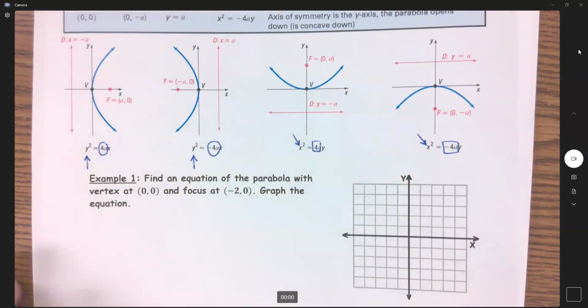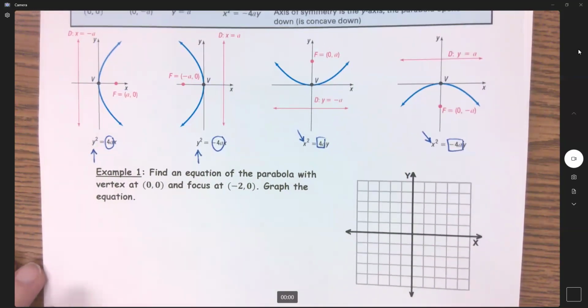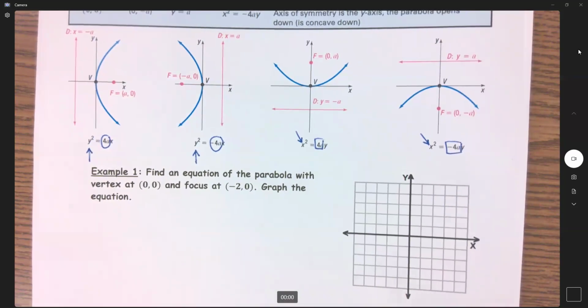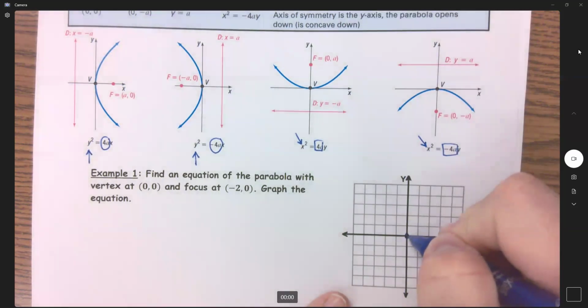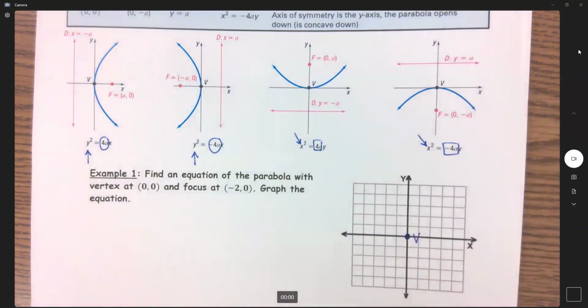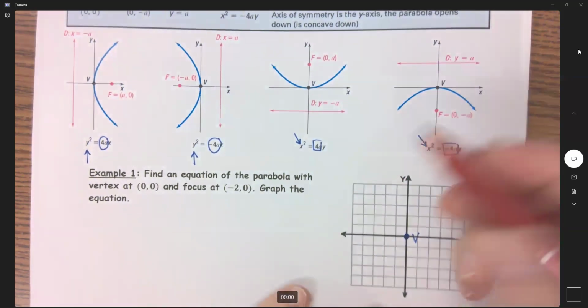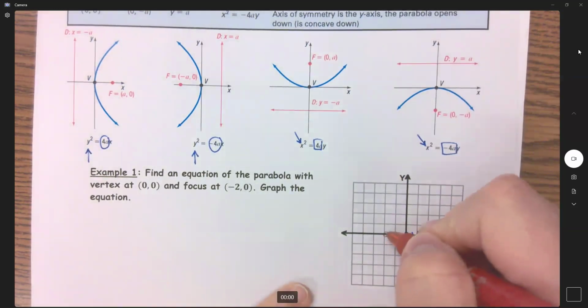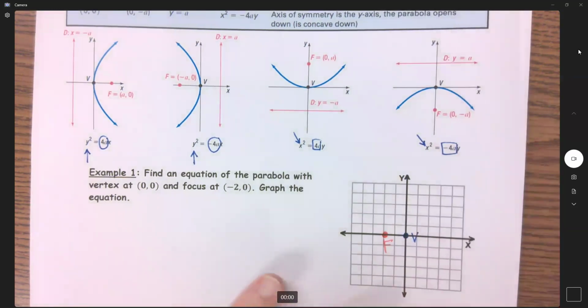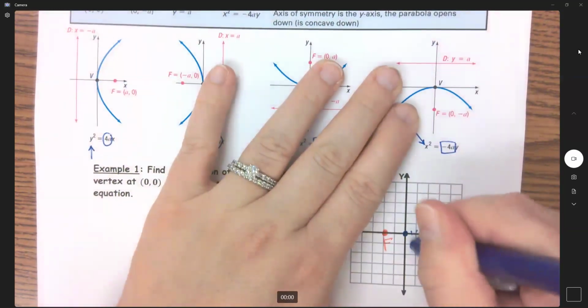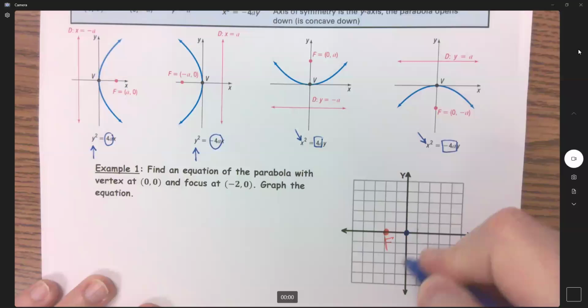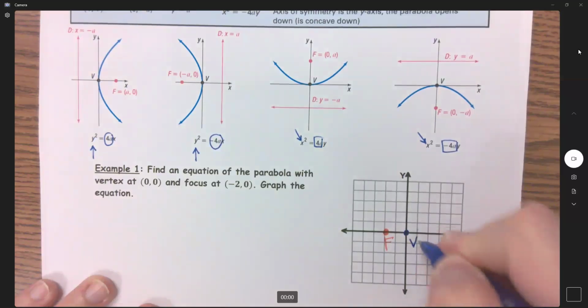So example 1, plot these as we do them. Find the equation of the parabola with a vertex at 0, 0 and a focus at -2, 0. Let me put my vertex a little bit more down here.